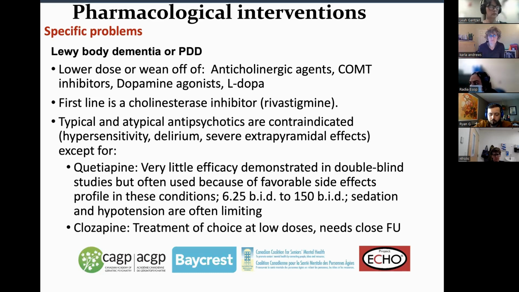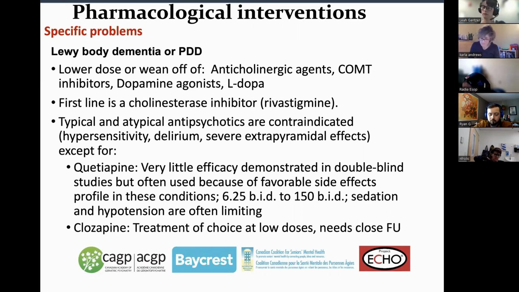First-line treatment would be a cholinesterase inhibitor. And as I've said, typical and atypical antipsychotics are contraindicated. That should be the first reflex of a clinician when seeing a Lewy body dementia or Parkinson's disease dementia patient, because in this very fragile population, they are associated with hypersensitivity to side effects, delirium, severe extrapyramidal effects, and some may even develop neuroleptic malignant syndrome.